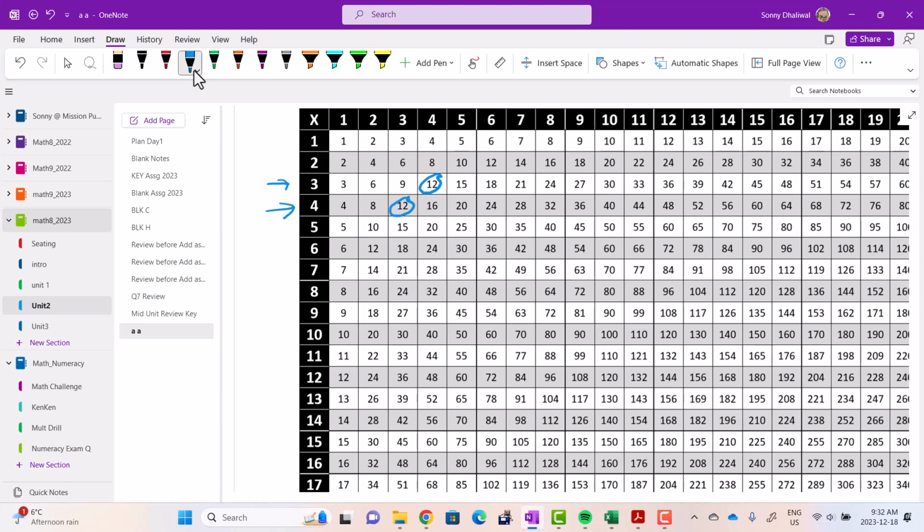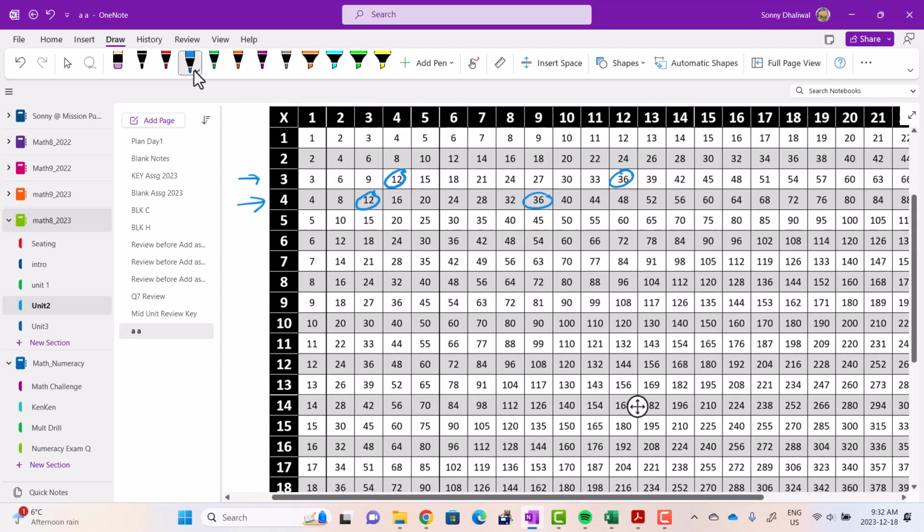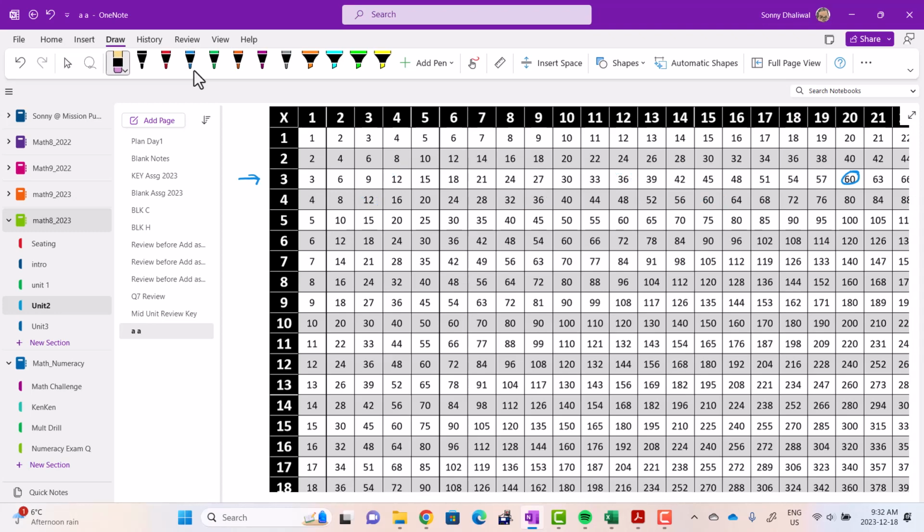How about, yes? 36. Yeah, there are more that work. 36 works. 60. Where is 36 and 36? And is 60 in common? 60 is here, and here. We picked the smallest one. How about we look at 3 and 12? Raise your hand if you can find it. What's the common one?